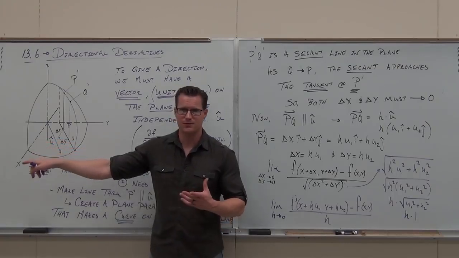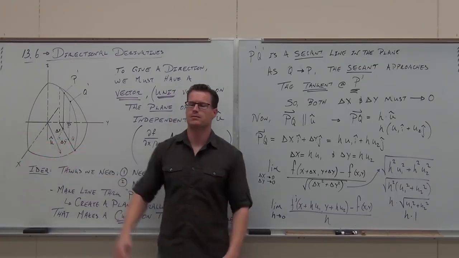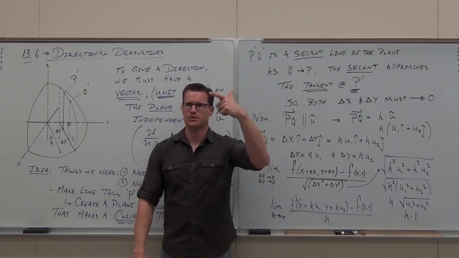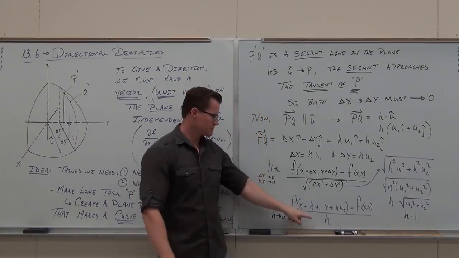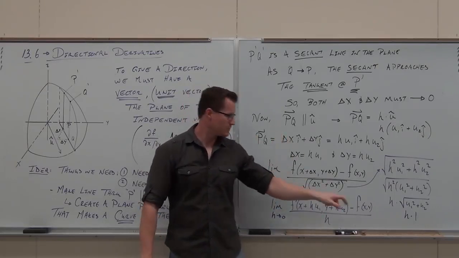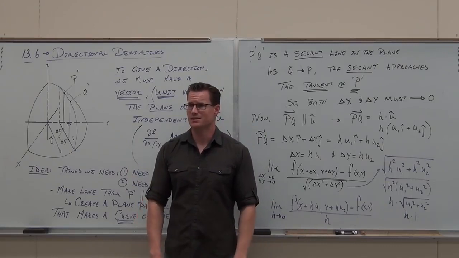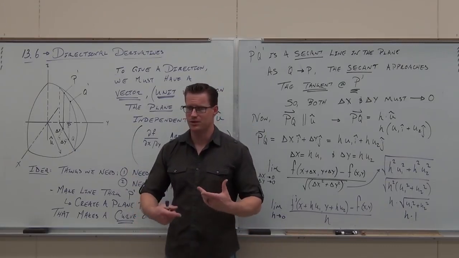So look at what we need to find derivatives. We need a function, and we need a vector. That's it. Just a unit vector. We need a function for this, a unit vector for that, and h goes to 0. That's the idea of a directional derivative.